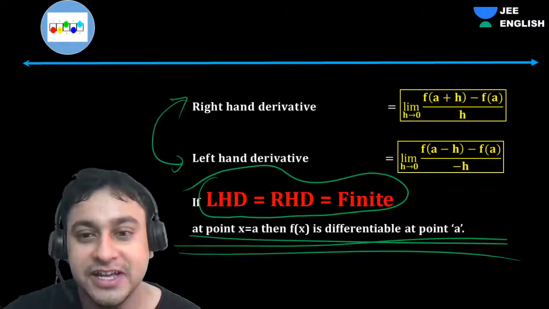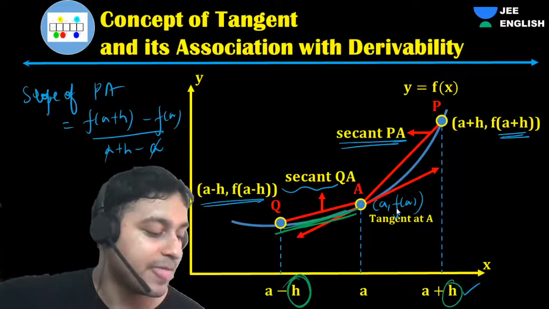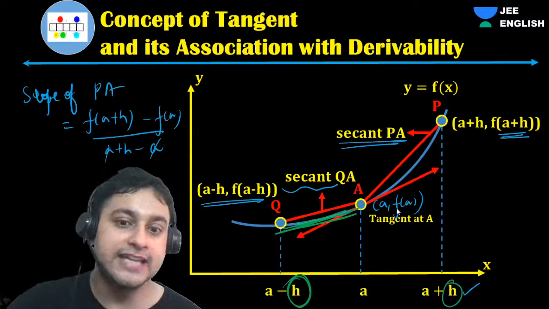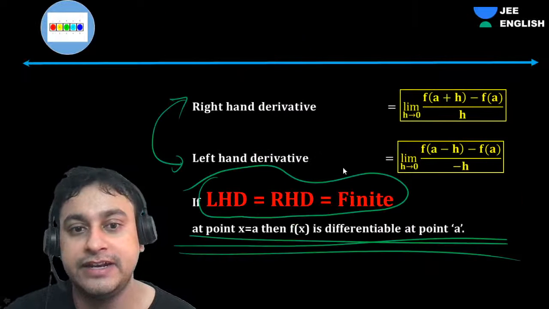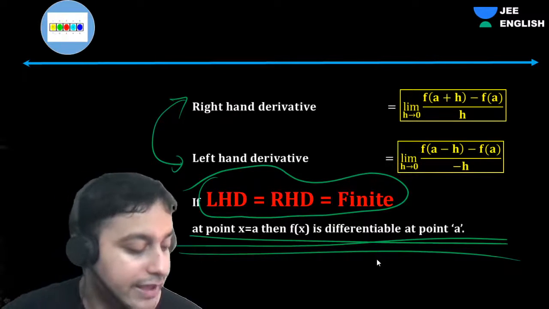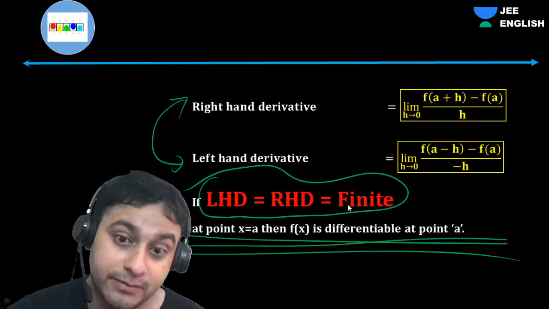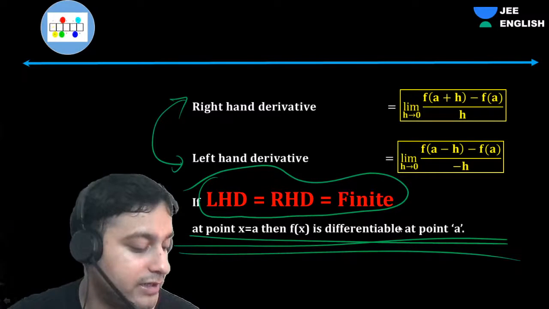So guys, this was all about differentiability. So what in general I can say is that your LHD should be equal to RHD. This is also called the left hand derivative and right hand derivative. If your left hand derivative and right hand derivative are equal to the same finite number, then we say that the function is differentiable at that particular point.